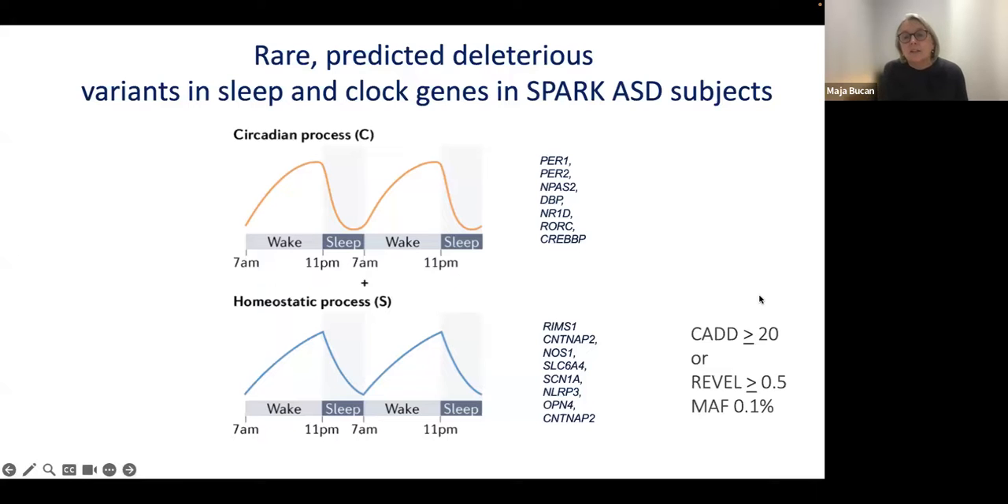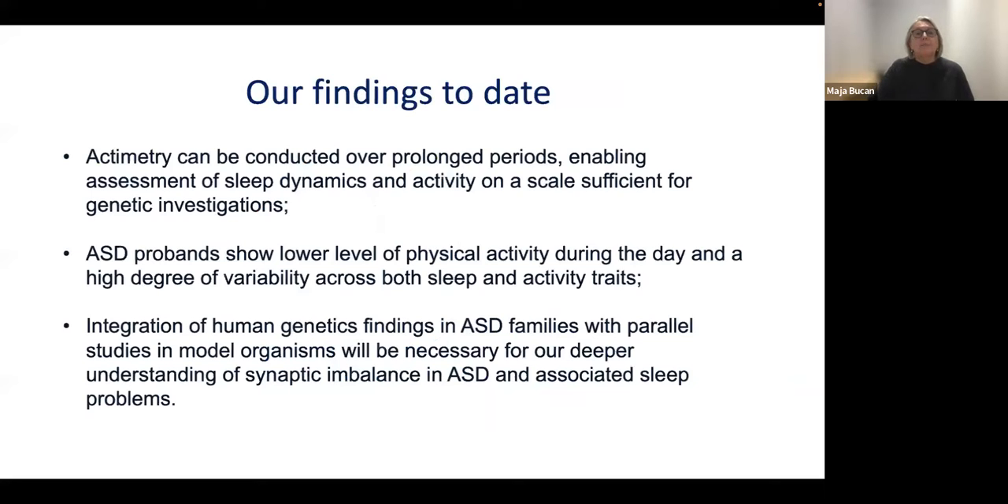And for aficionados and those who are more familiar with genomic analysis, I'm listing here the criteria for our report of this rare, or actually, in fact, moderately rare, predicted deleterious variants in the sleep and clock genes. Of course, as I mentioned earlier, many of these findings will have to be replicated, because the mutations that we're detecting in humans are heterozygous, so there is only one copy of that variant found in the individual. So I'm now going to summarize our findings to date.